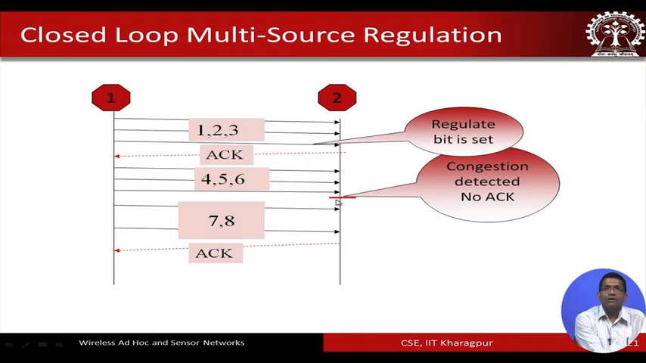So sending of the acknowledgement with the regulate bit set would imply that congestion is taking place. Okay. So congestion is taking place, and in this particular case the acknowledgement is not sent by 2 towards 1. Then let us say that packets 7 and 8 are received, and thereafter an acknowledgement is sent. This means that things have become okay, and the congestion has been taken care of, and so the acknowledgement is going to be sent back to signify that.